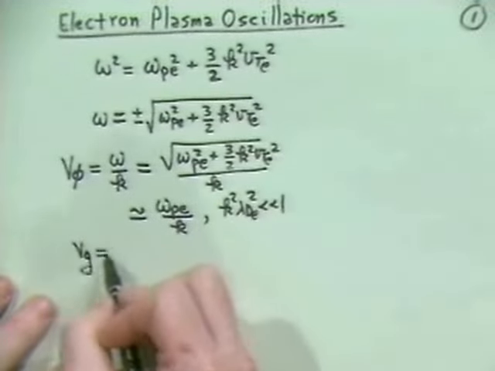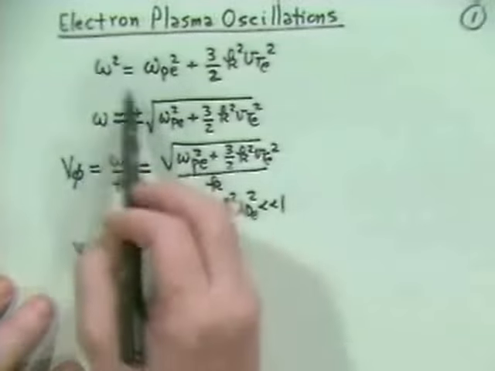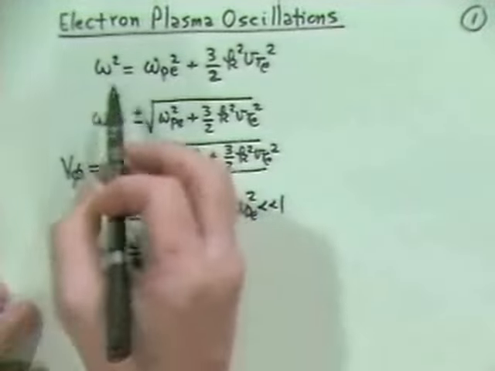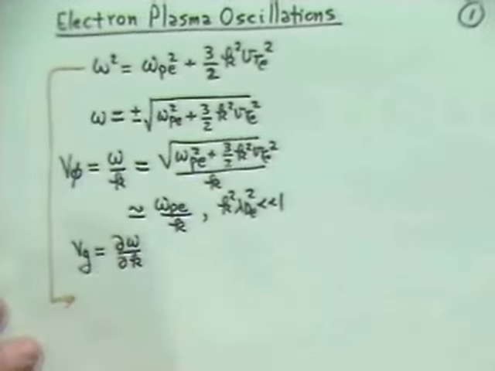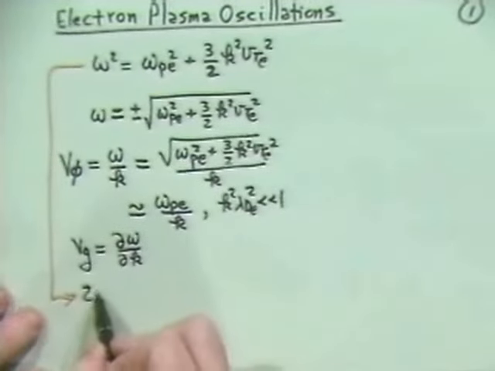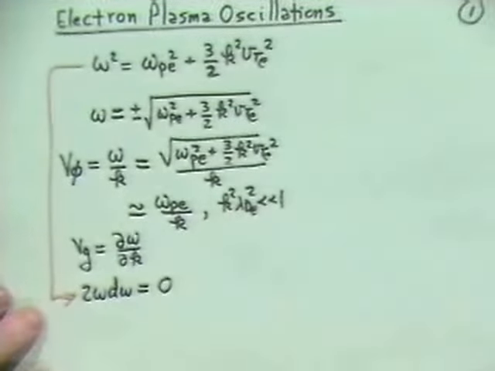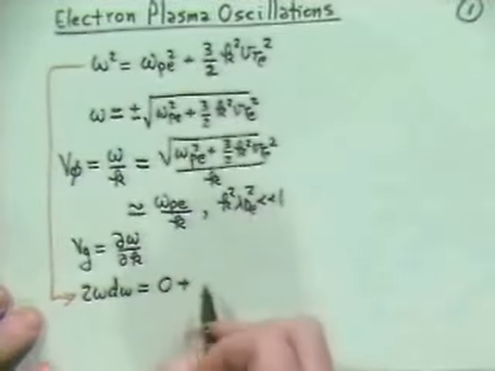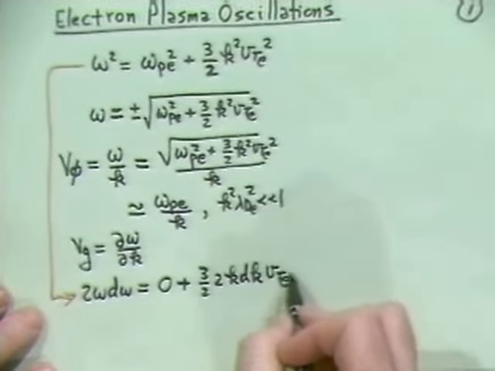Now, the group velocity is equal to the partial derivative of omega with respect to K, using this dispersion relation up here. The easy way to do this is to take the original equation and just differentiate it. That gives us 2 omega d omega is equal to, and the derivative of the plasma frequency, which only depends upon the electron density and electron mass, is constant with respect to omega and K, so that's 0. And then I'll have plus 3/2 times 2 K dK times the electron thermal speed squared.